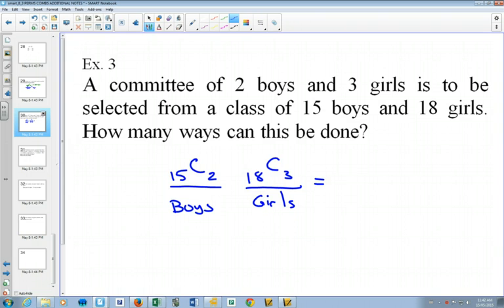And you go to your calculator, figure that out. You've got the answer already? Yeah. How much? 85,680. Awesome.